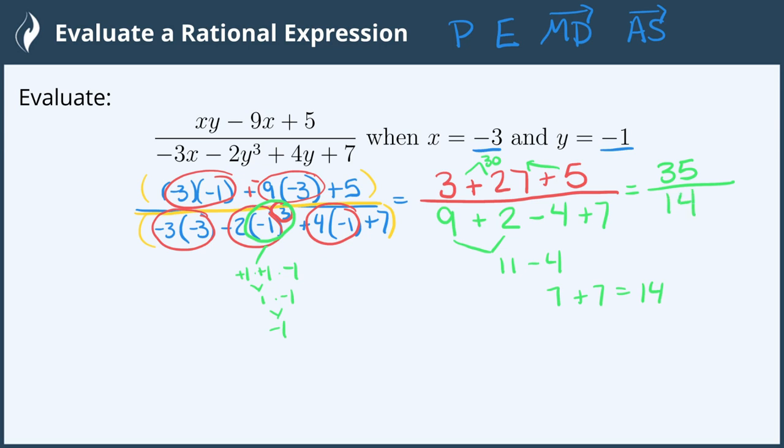And 35 and 14 don't have any common factors, so this won't simplify beyond 35 over 14. So this is our evaluation of the rational expression when x equals negative 3 and y equals negative 1. So we have 35/14, and we're all done.